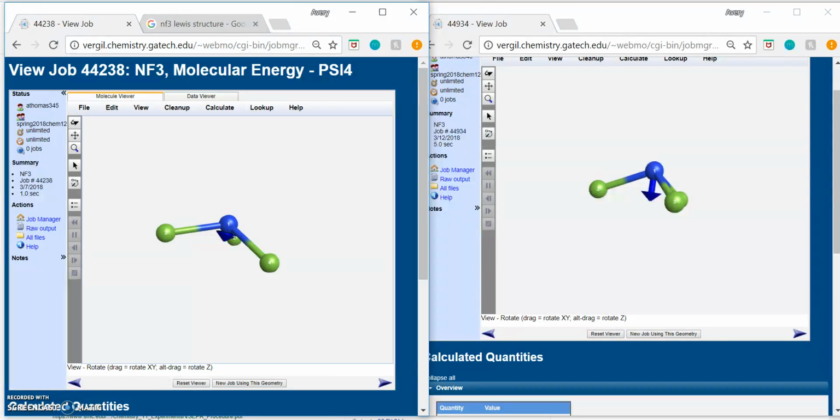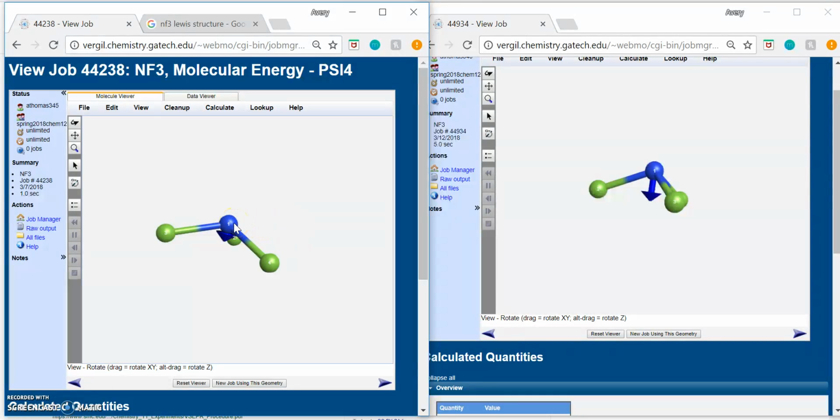In this video, my goal is to explain a little bit about VSEPR theory ideal structure versus quantum mechanical optimization and their application to a specific molecule, nitrogen trifluoride, or NF3. On the left here, you can see that I have pulled up WebMO, which is what we use to make these representation or model molecules.